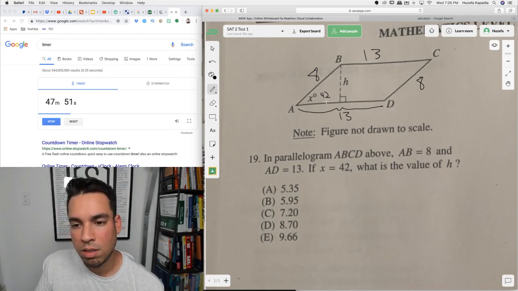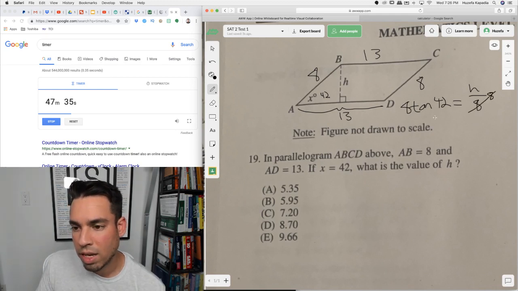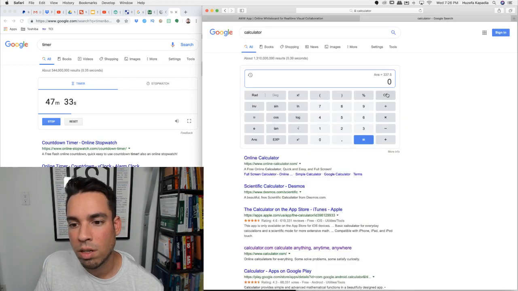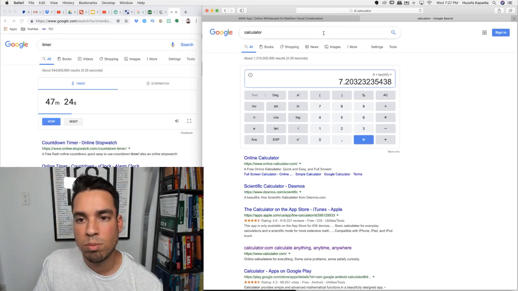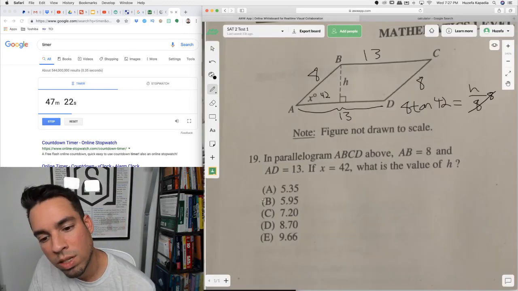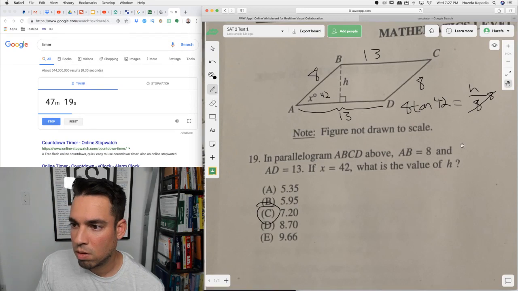We say tangent of 42, what am I doing? The 13 is a red herring. Tangent of 42 equals opposite over adjacent, h over 8. And then multiply both sides by 8. And it becomes h equals 8 times tan 42. 8 times tangent of 42 degrees equals 7.20. There it is.